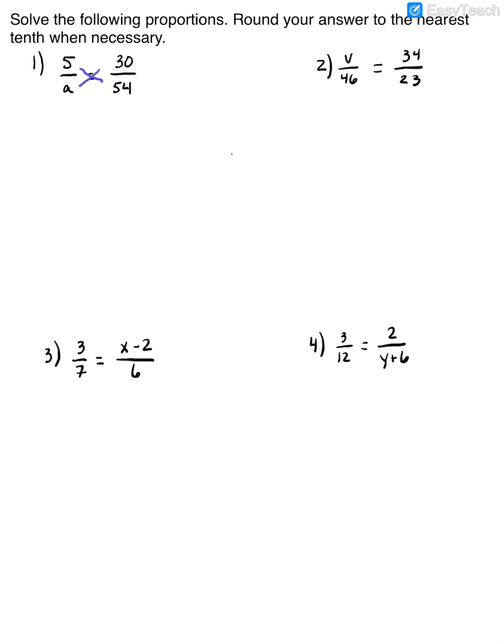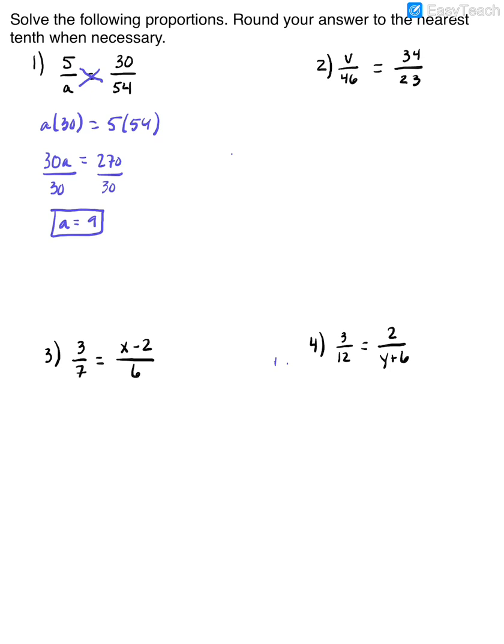It doesn't matter the order of multiplication or which side things are on, as long as you take the things that are diagonal from one another and multiply them, and set those two multiplications equal to one another. So a times 30 would be 30a. 5 times 54 would be 270. And then I want to divide by 30 so I can get a by itself. That would give me 9. So a would be 9 for this one.